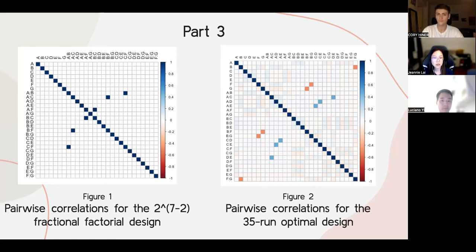The fractional factorial design has multicollinearity between the aliased two-factor interactions, but no multicollinearity between the main effects and the two-factor interactions. On the other hand, the optimal design has some multicollinearity between almost all main effects and two-factor interactions, but no aliasing of any of the main effects or two-factor interactions. We recommend the fractional factorial design since it allows for the main effects to be estimated without any correlation to any other main effect or two-factor interaction.